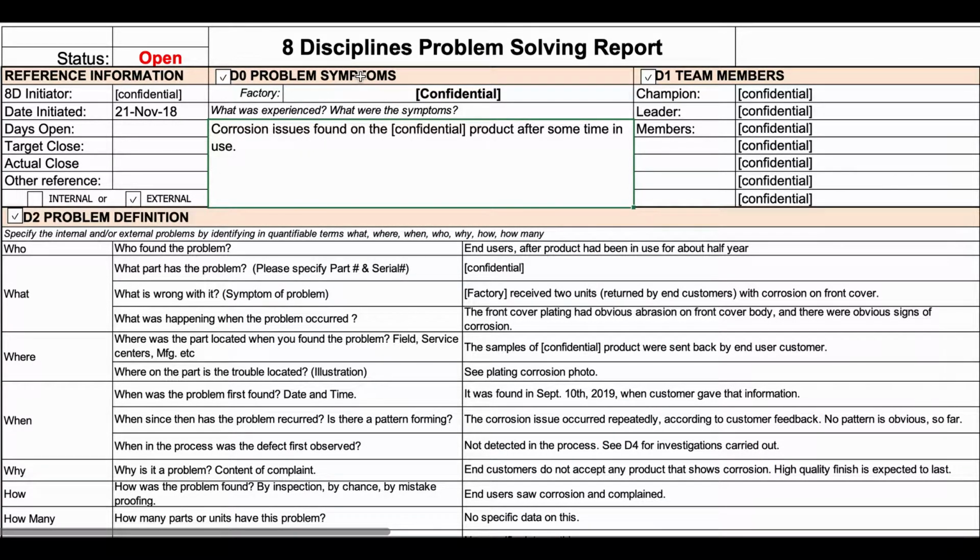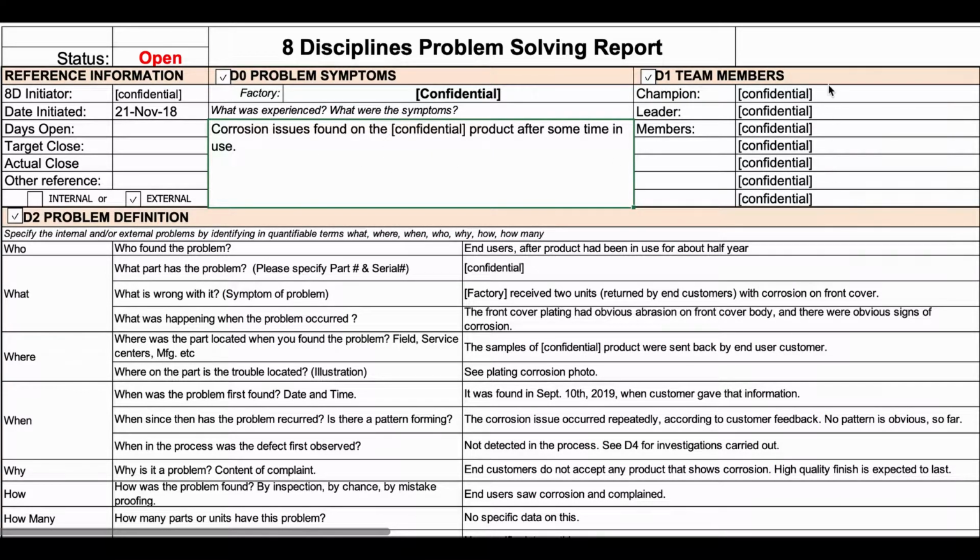Okay, so problem symptoms. What's the problem? Try to put some information in simple terms here. Corrosion issues on the product. What product? You need a SKU number or something. After some time in use. No need to be very specific here, but be clear and concise.